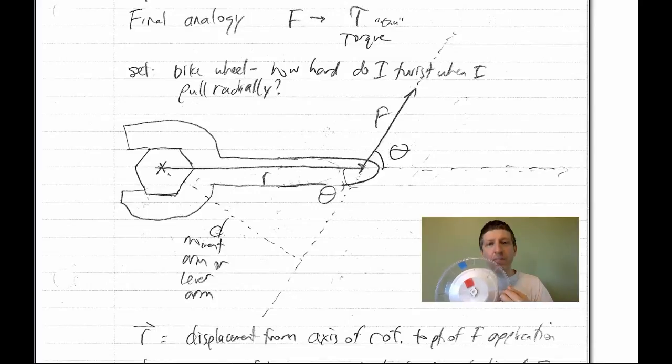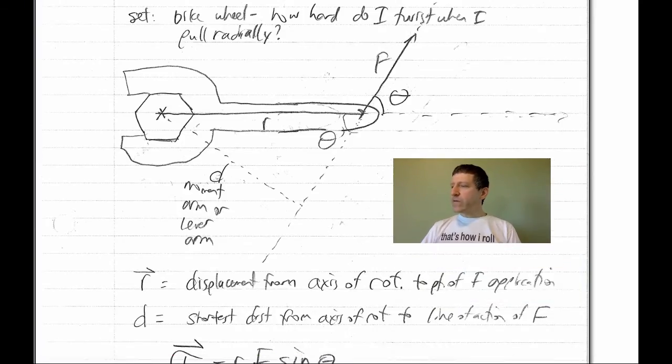So R comes into play again here, but R means something different. In this case, what we have is a bolt right here that's being turned by a wrench. I'm exerting a force out here at the end, and R is the distance from the axis of rotation, the displacement from the axis of rotation to the point of force application. R for torques means something else. R means the displacement from the axis of rotation to the point of force application.